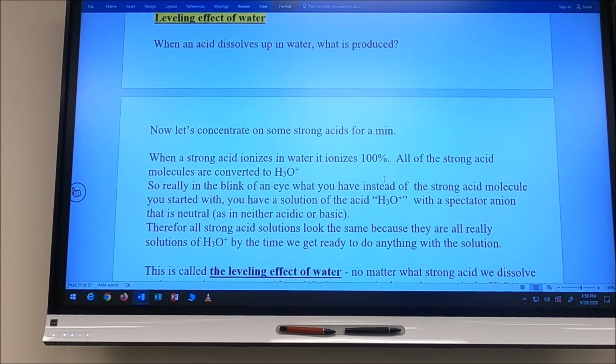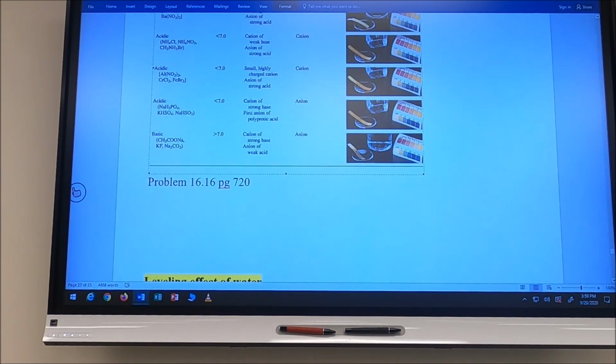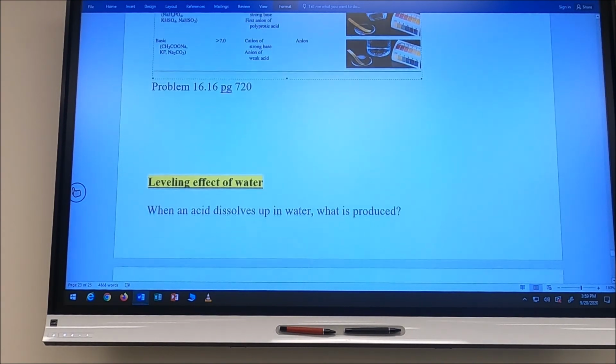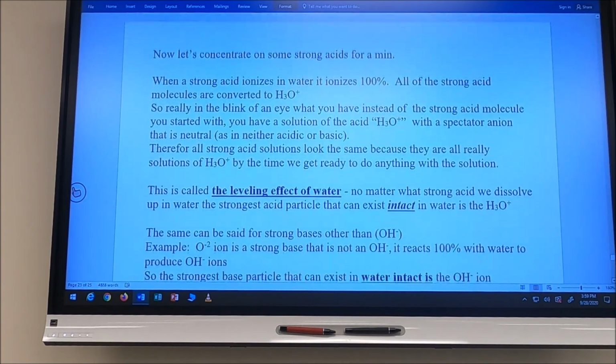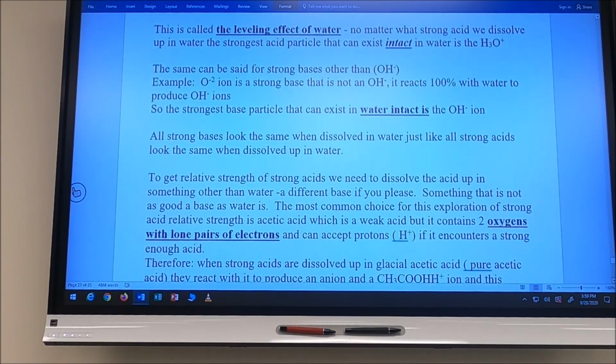So what this tells us is that the strongest acid molecule that can exist intact in water is the hydronium ion. And the strongest base particle that can exist in water is the hydroxide ion. Any acid that's stronger than the hydronium ion is 100% converted to hydronium ion in water. Any base that is stronger than the hydroxide ion when dissolved in water is converted 100% to the hydroxide ion. This is called the leveling effect for water.